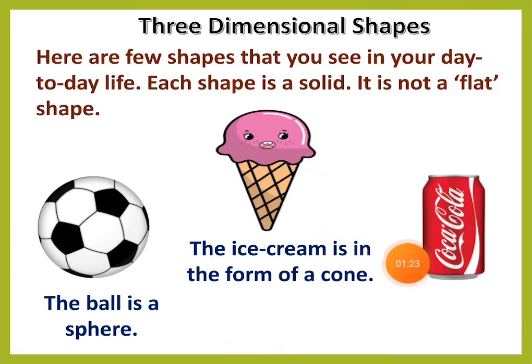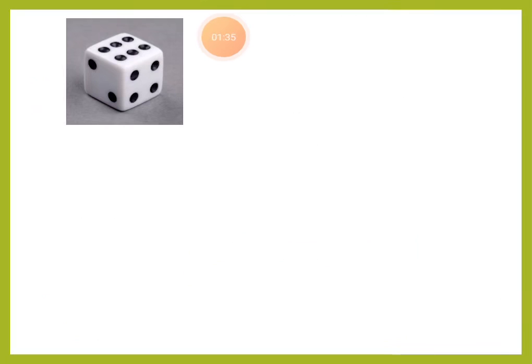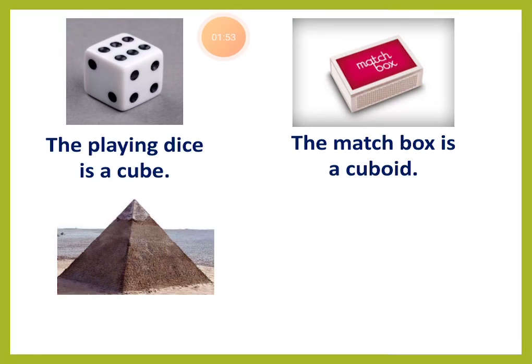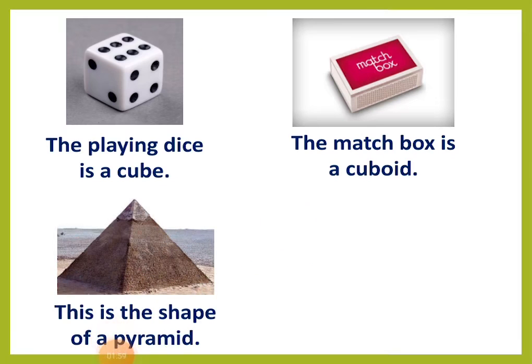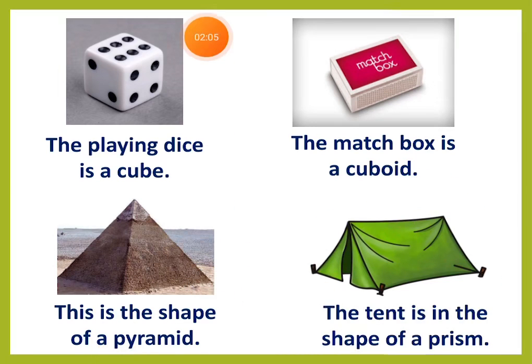Now look at this another picture. You can see it on the screen that it is the shape of a can which represents a cylinder, fine. Now see here the another shape, that is a playing die, so this represents a cube. Children, you are very familiar with this. You can see this is a matchbox, so this looks like a cuboid. In the same way, this picture is a shape which represents a pyramid, fine. Now look at this, the tent here is in the shape of a prism.